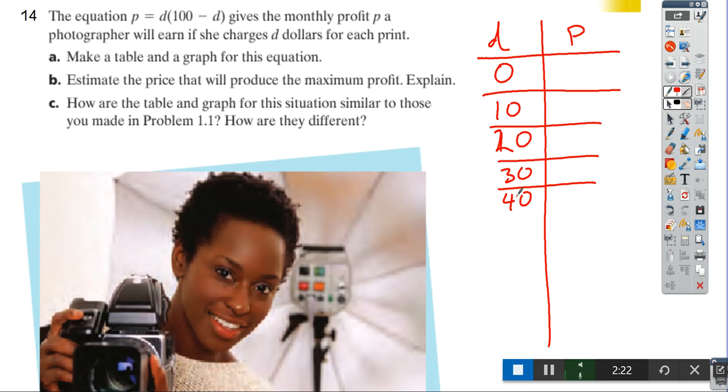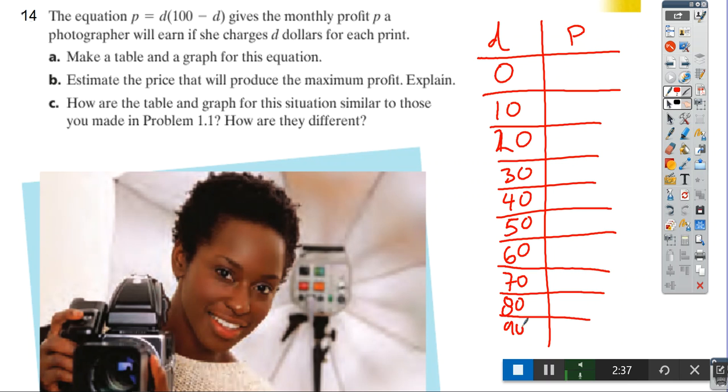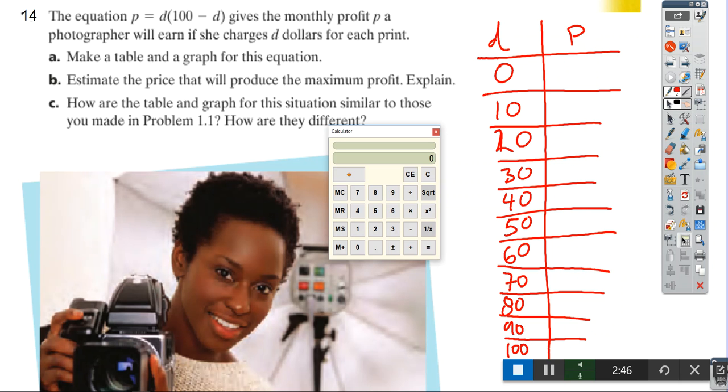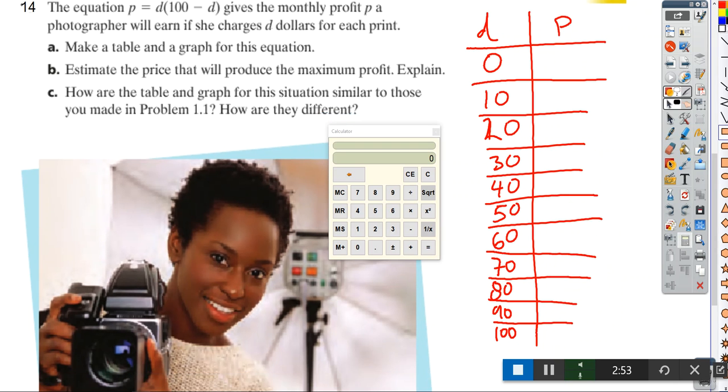Now the cool thing about parabolas, and I'm pretty sure this is going to be a parabola, is that as soon as I've gotten to my maximum, I know that the rest of the table will be symmetrical. Therefore, I don't need to worry about doing the whole table. I really only have to do half of the table. So I'm going to pull up my calculator.